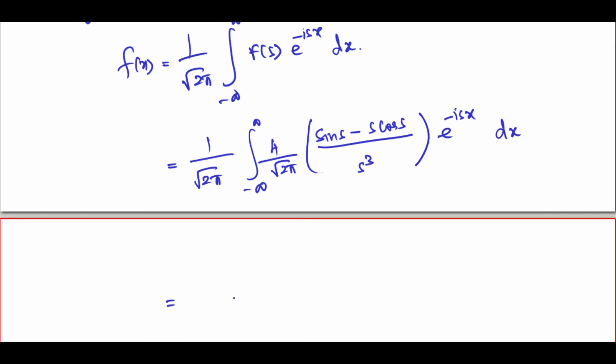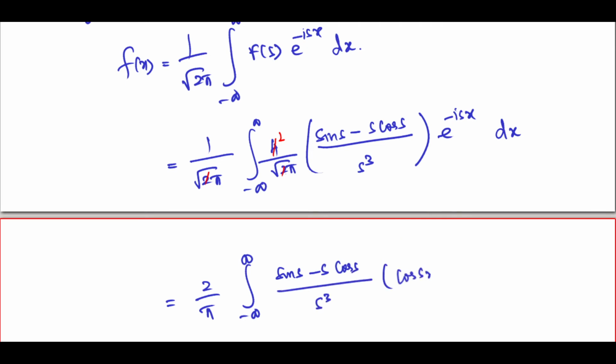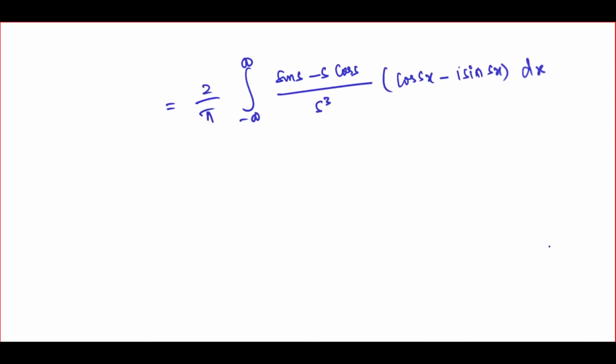So therefore this is going to be equal to, probably I can pull all the constants outside. Here 4 is a constant, so I can pull it outside. Square root of 2 into square root of 2 will give you 2, so these together will get cancelled with this 4 giving 2, and then this will be square root of pi times square root of pi, which is simply pi. So therefore this is going to be 2 by pi into the integral from minus infinity to infinity of sin s minus s cos s divided by s cube times cos sx minus i sin sx into dx. Okay, now it became a familiar term to work with.